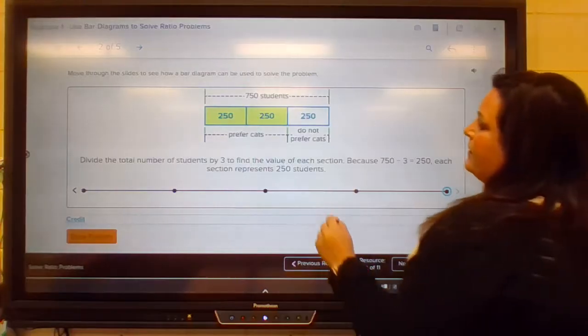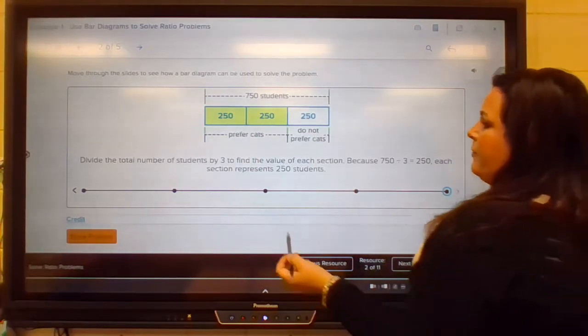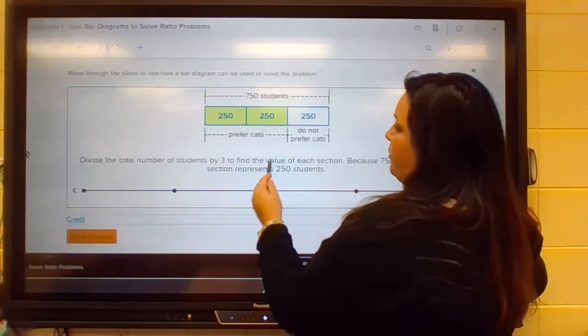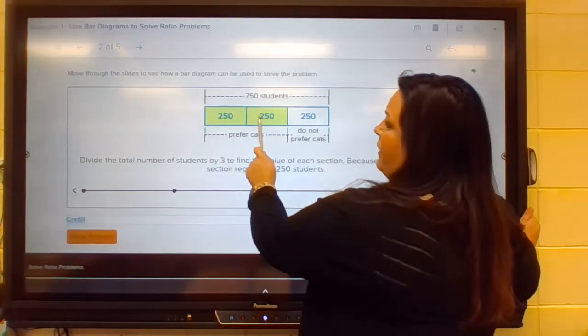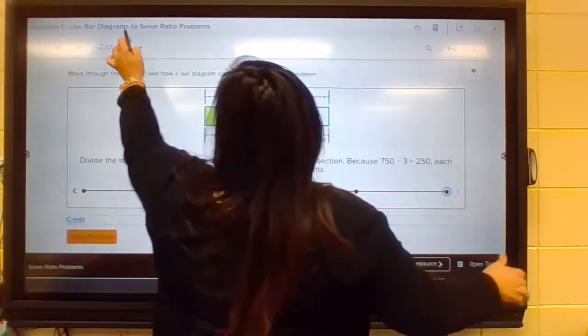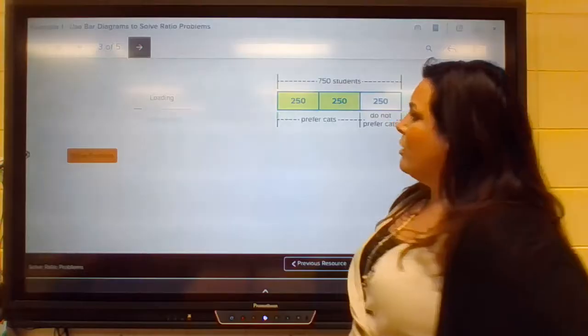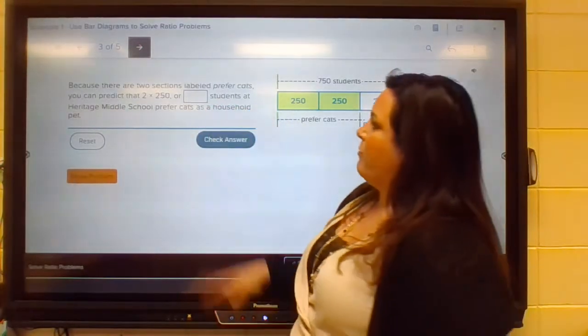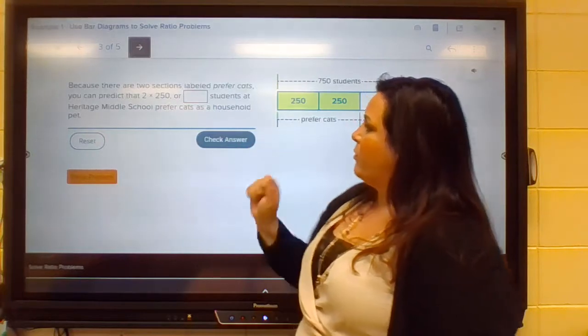We can then find the answer to our question. So how many students prefer cats? Well, we can just put these two sections together. 2 times 250 would be 500. So we could assume that 500 students would prefer cats. So we would write 500 students prefer cats.